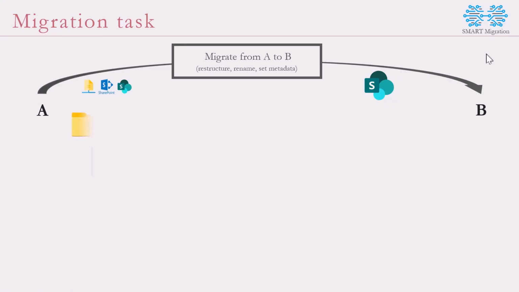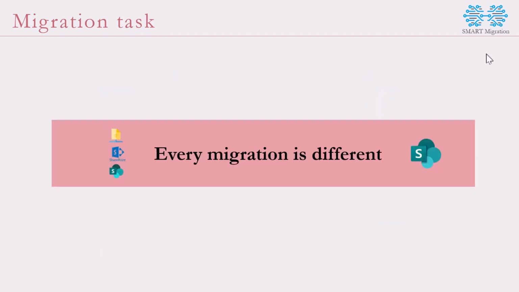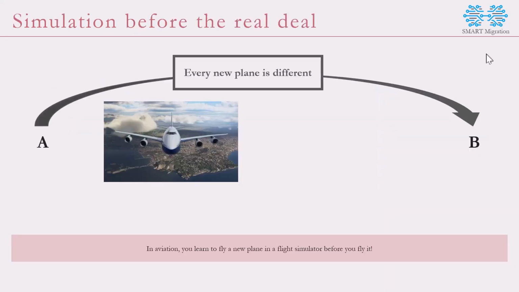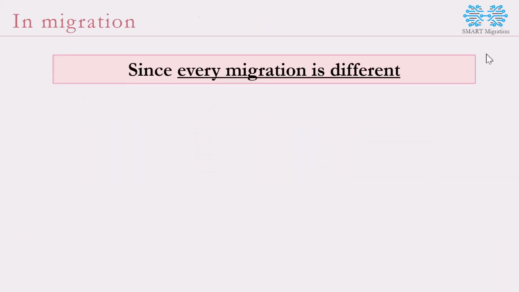Smart Migration Demo. I want to migrate a bunch of files from a file source into SharePoint Online, but I don't want them just lift and shift. I want them in different structure with different metadata, etc. Every migration is different. We all know that. Just like in the aviation industry.